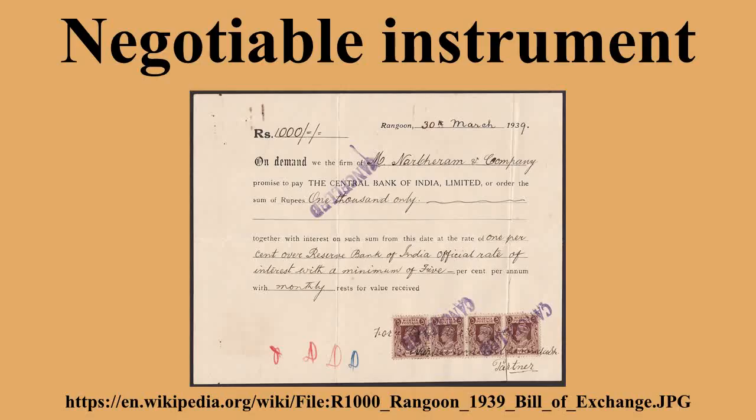Introduction of bill of exchange. A negotiable instrument or draft is a written order by the drawer to the drawee to pay money to the payee. A common type of bill of exchange is the cheque, defined as a bill of exchange drawn on a banker and payable on demand.